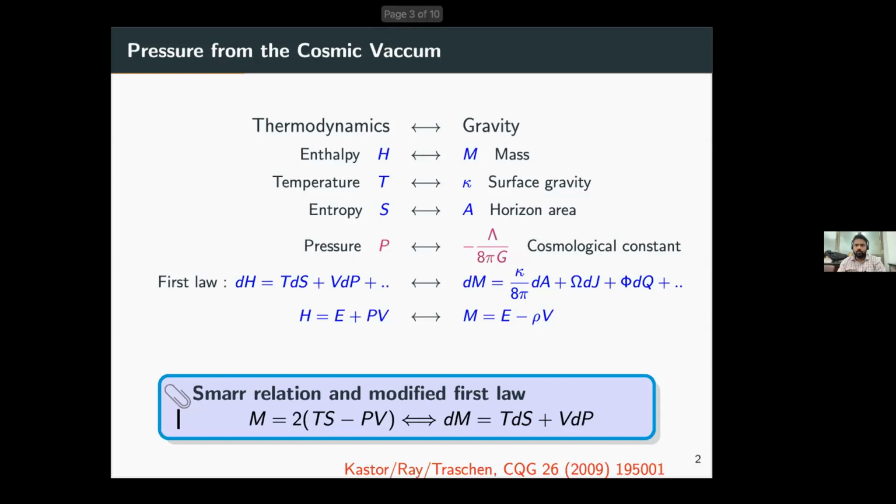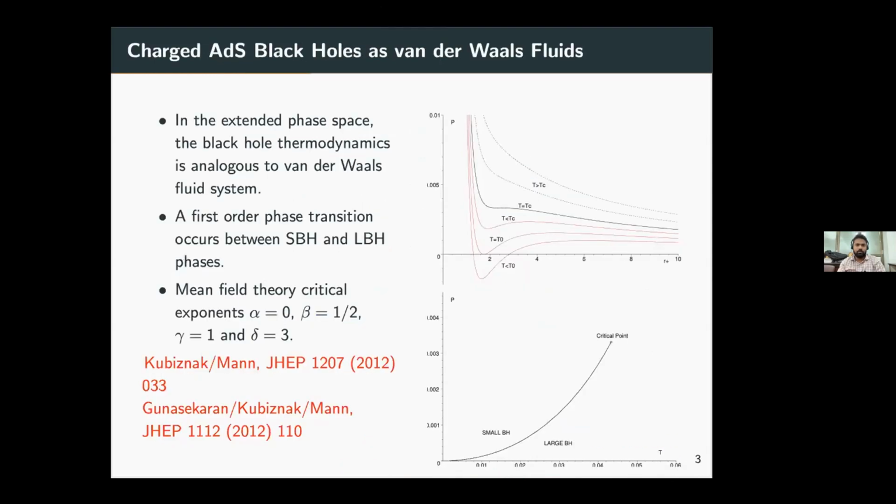To incorporate the pressure term, we treat the cosmological constant as a dynamical variable so that the pressure term comes in. One advantage of doing this is that the Smarr relation and the first law of thermodynamics are consistent with each other. One of the spectacular outcomes of doing so is that the charged AdS black hole behaves like van der Waals fluids. The thermodynamic properties are exactly those of a van der Waals fluid. One can observe a first order phase transition between the small black hole and large black hole phases, and one can even calculate the mean field theory critical exponents, which exactly match the van der Waals case.